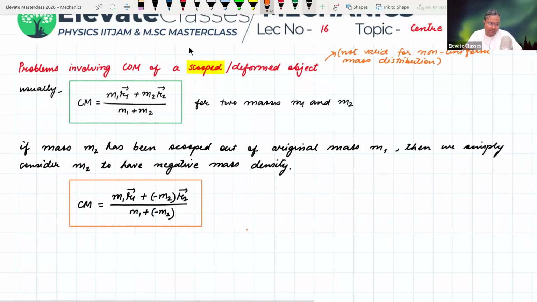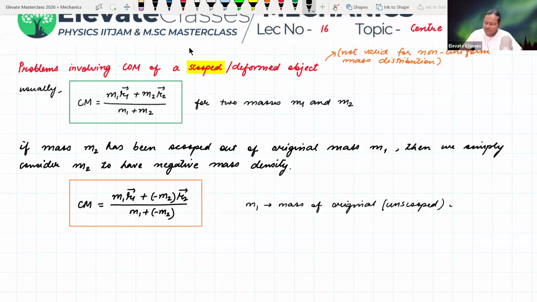Okay, so यहाँ पे you have to be very careful that we are dealing with m1, mass of original unscooped object, and m2, mass of scooped portion. Okay, और कुछ नहीं है.